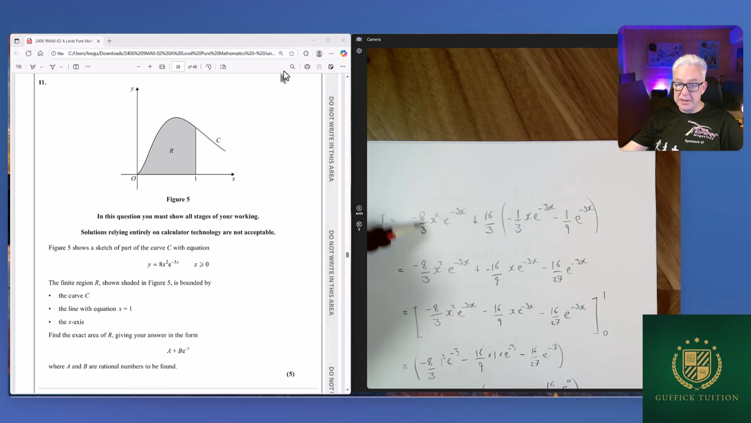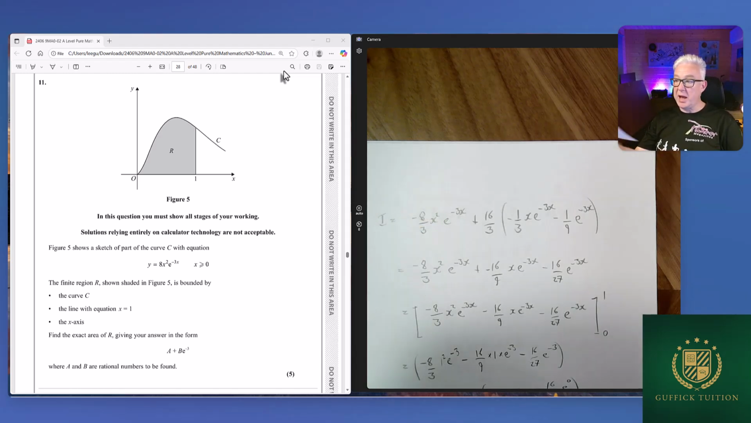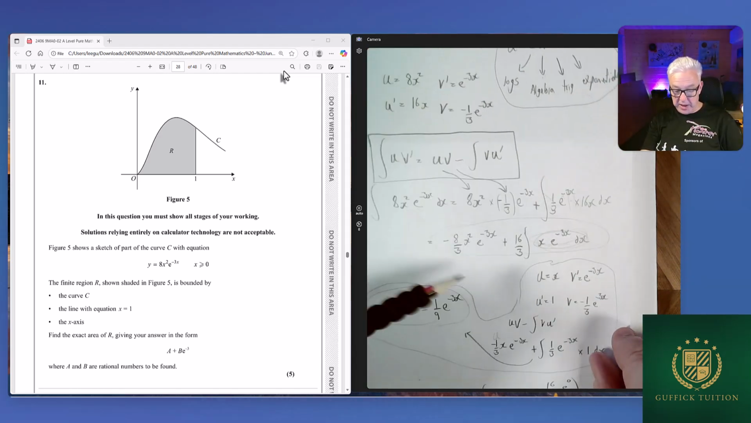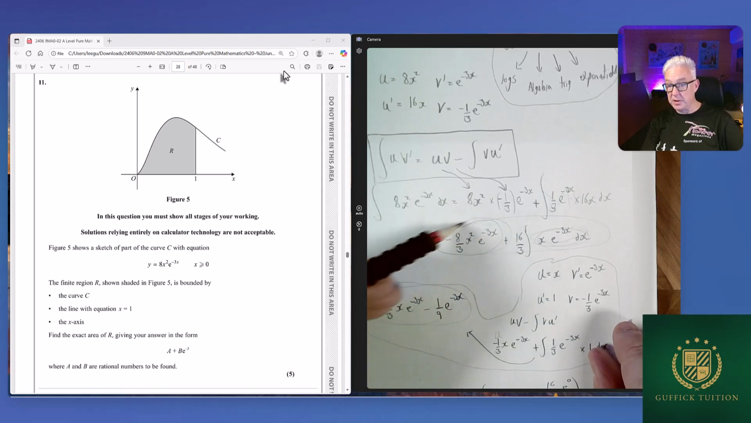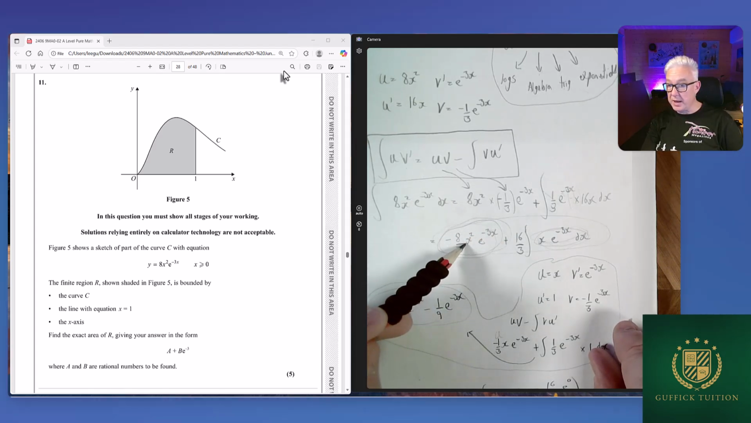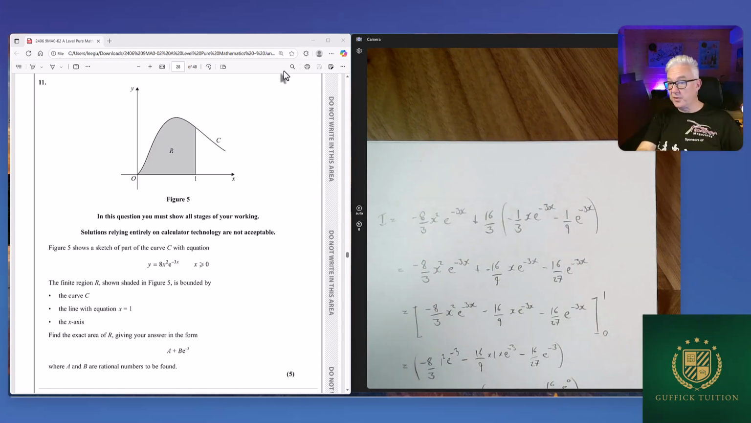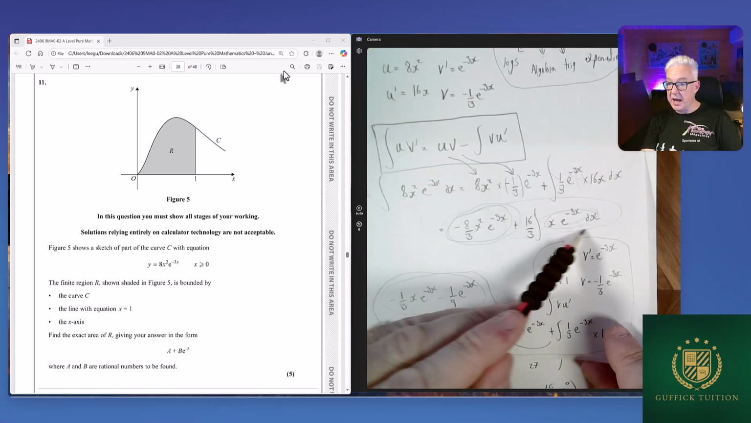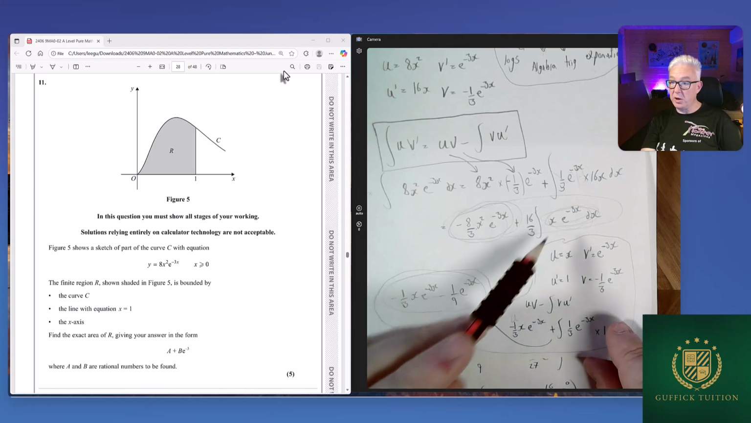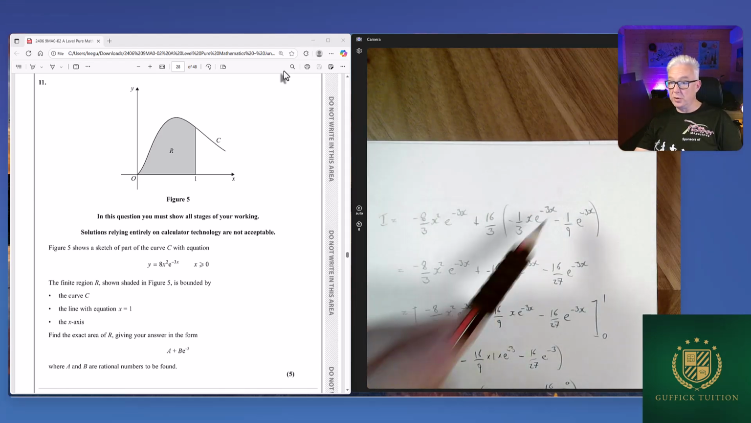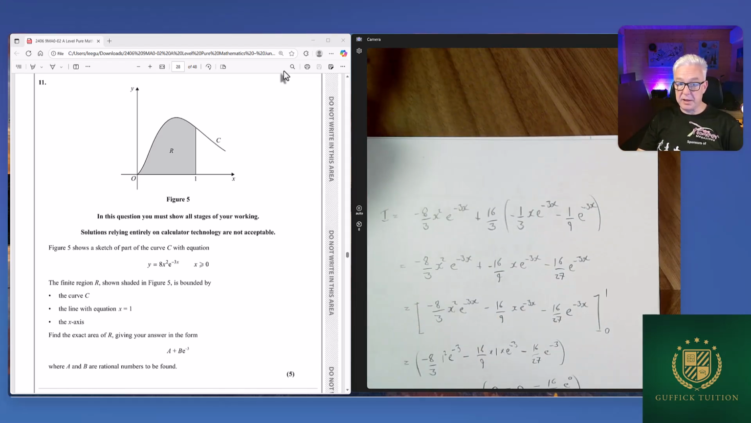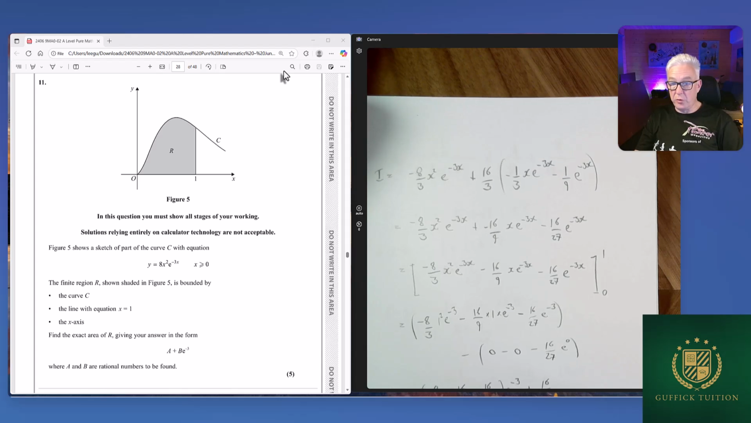This 8 minus 8 over 3x squared e to the minus 3x, that's just the bit that we had here after we've done our first application of parts. So I've written that down there. I'm going to put plus 16 over 3, and I'm inserting the answer here that we got for that bit there. So all that's happening is I'm just putting the answer into the formula.